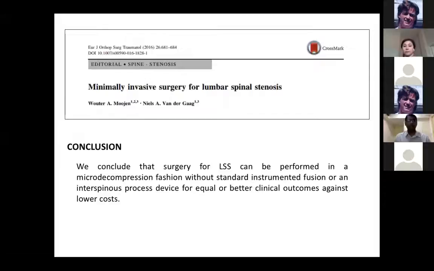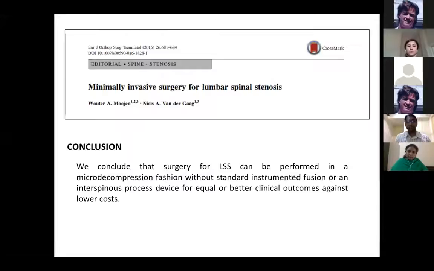These are a few of the things the literature has quoted. Minimally invasive surgery for lumbar spinal stenosis, published in the European Journal of Orthopedics in 2016 by Wouter A. Moojen and Niels van der Gaag. They conclude that surgery for lumbar spinal stenosis can be performed in a micro decompression fashion without standard instrumented fusion or an interspinous process device for equal or better clinical outcomes at lower costs. I'll just go through a few more. Most of these are quite new studies.